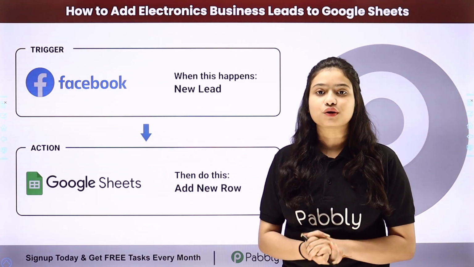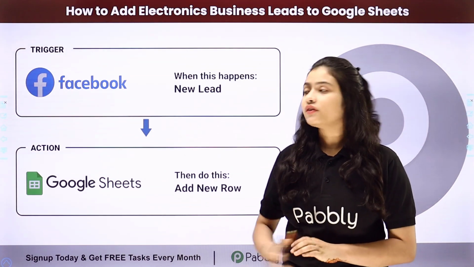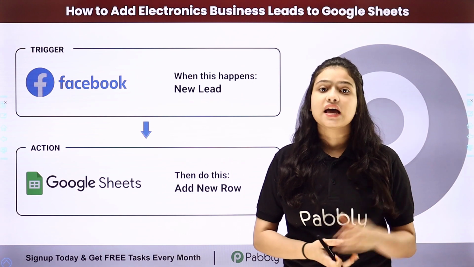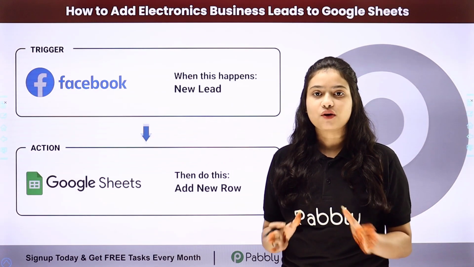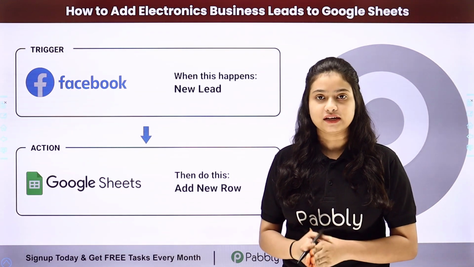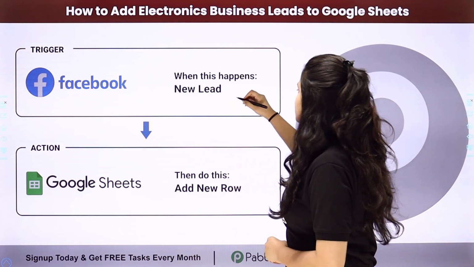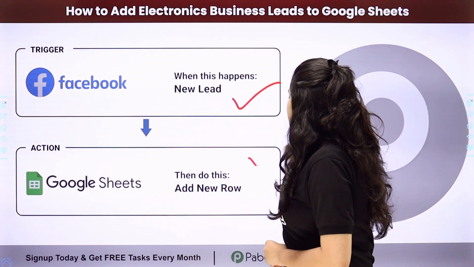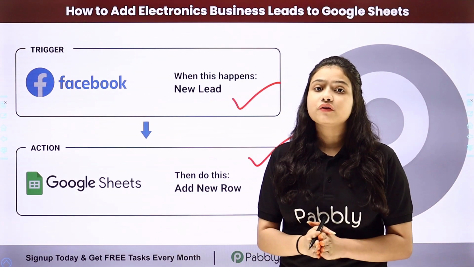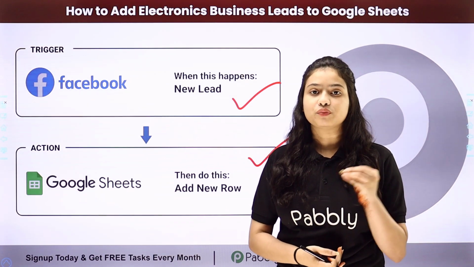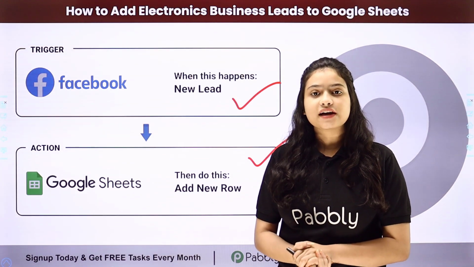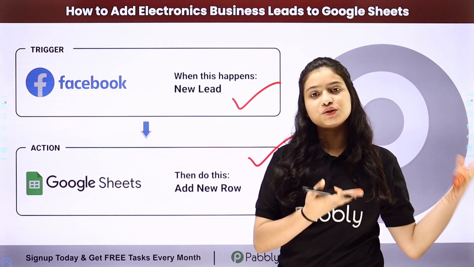So how are we going to automate this entire process? For this, we will have to integrate both these applications, and we are going to do that with the help of an amazing automation and integration software, Pabbly Connect. We have Facebook lead ads as our trigger and Google Sheets as our action. We will connect both of them using Pabbly Connect to automate this entire process. To learn this automation step by step, let me take you to my screen.